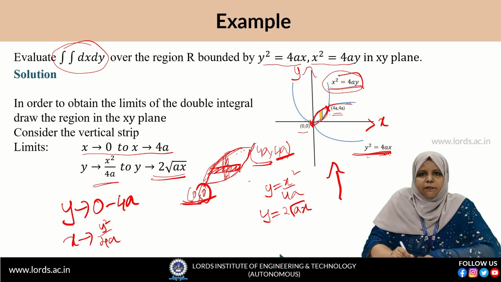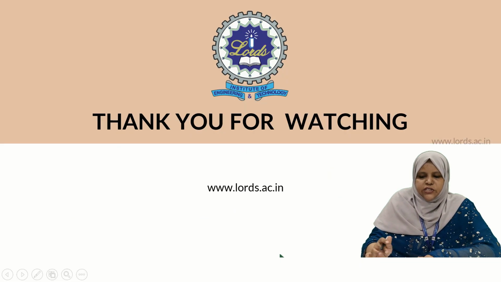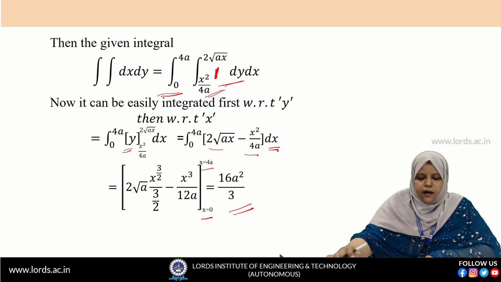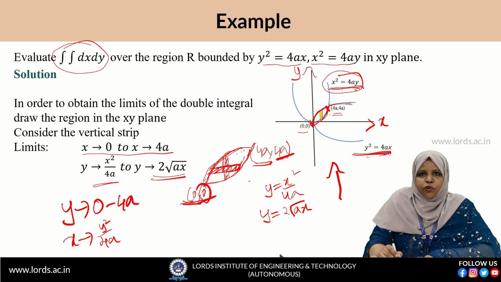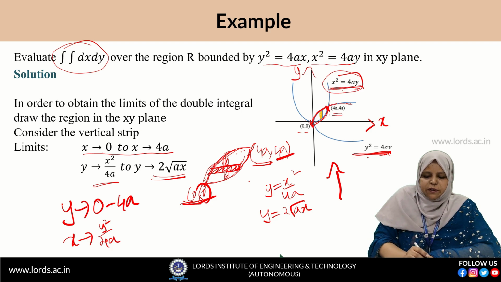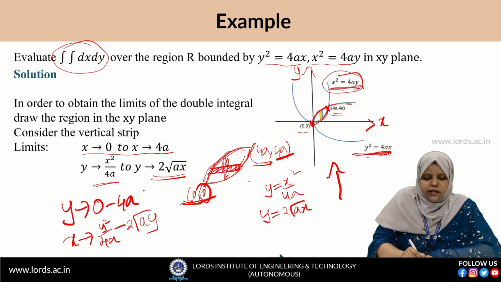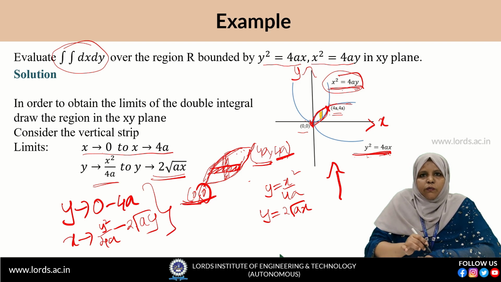Now to get the upper limit of x, what should I see? I should see the ends of the strip. Okay, the second end of the strip. Where have I placed it? I have placed it on the curve x square is equal to 4ay. From that x will be what? x is nothing but 2 root a y. Okay, so these are the limits I have given you with respect to the horizontal strip.